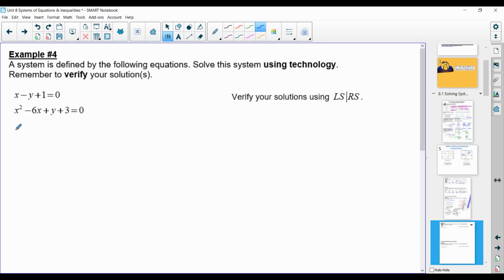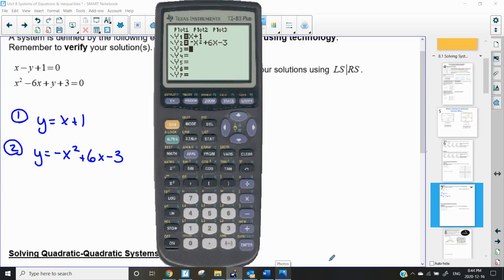So when we're solving using technology, again, the first thing we need to do is rearrange our equations so they say y equals. So this gives me y equals x plus 1. And my next equation is y equals -x squared plus 6x minus 3. Once we have our equations, we can graph them on our calculator. Now using our graphing calculator, we have y equals x plus 1 and y equals negative x squared plus 6x minus 3. We can graph those.